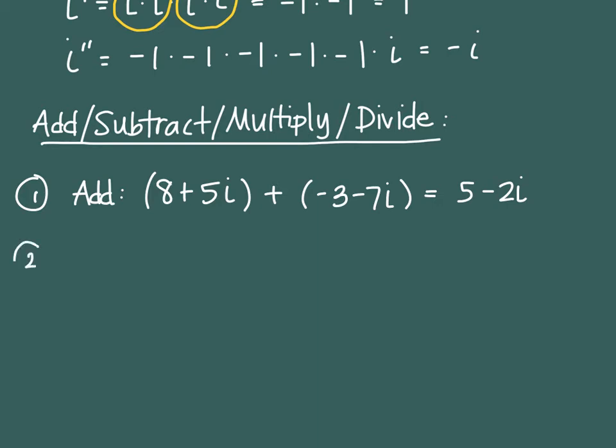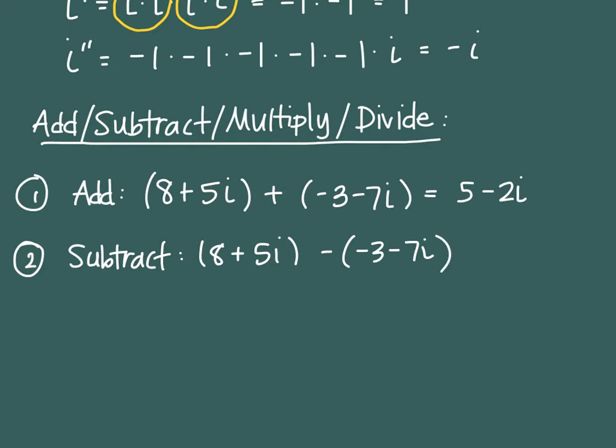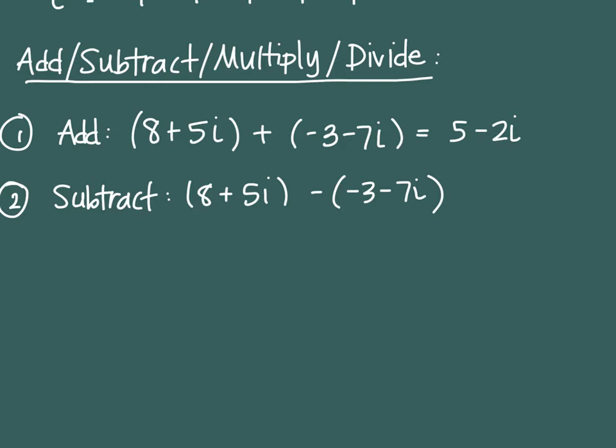They get progressively trickier. Subtract. Let's take those same numbers: 8 plus 5i, subtract negative 3 minus 7i. This isn't supposed to be a trick, but it does trip some people up, because subtraction is really distributing in disguise. What do you have to distribute in a subtraction problem? The negative sign. And that, for some people, gets missed. It gets forgotten.